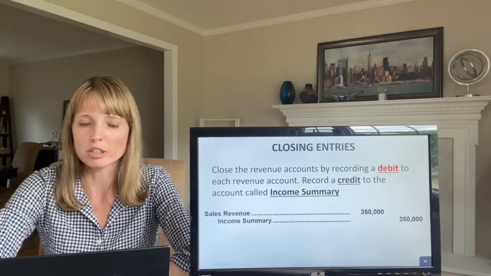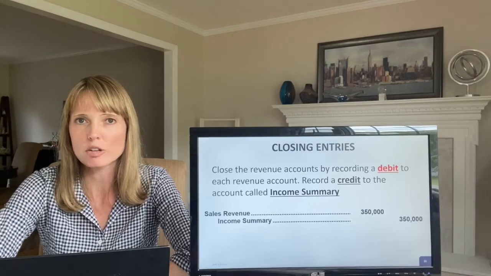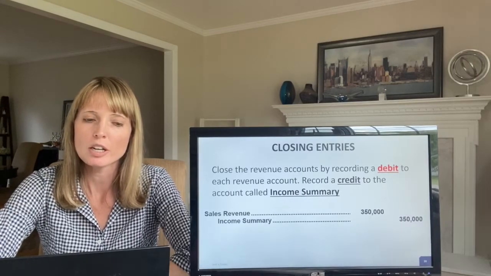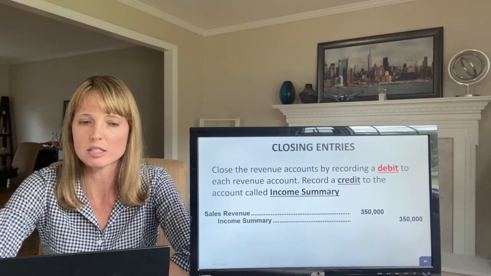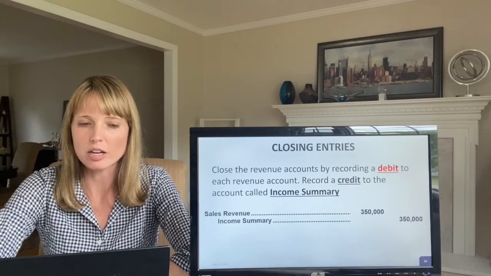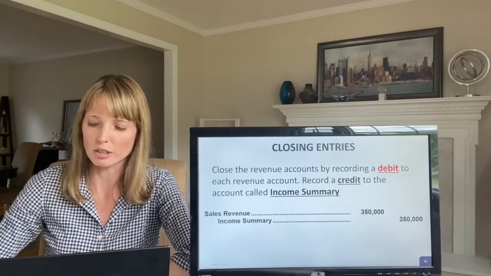Here's what the journal entry looks like. Now, if we had more than one revenue account, we would have more than one debit. Maybe if the company has sales revenue, service revenue, and rent revenue, you would book 3 separate debits to clear out or bring those account balances to zero. And the other side, for the total, is a credit to an account called income summary.